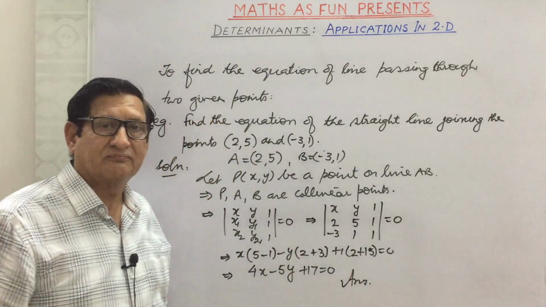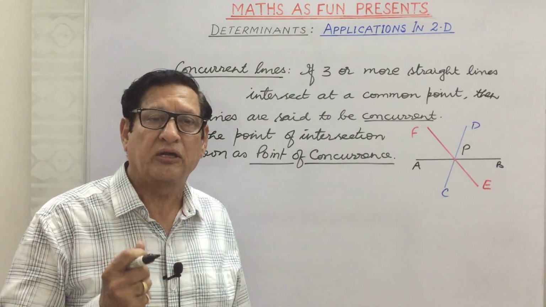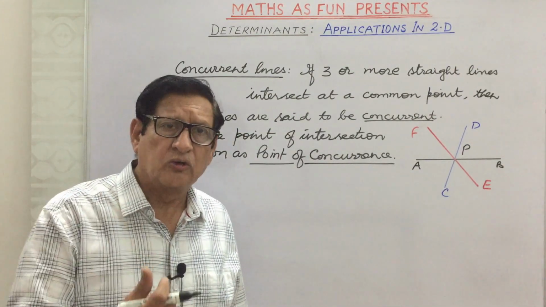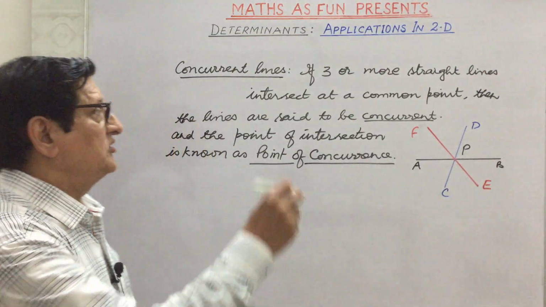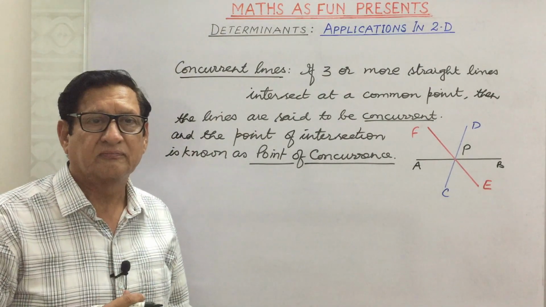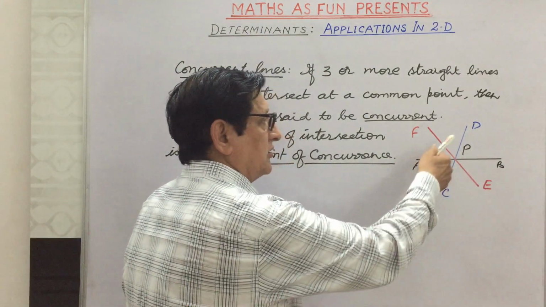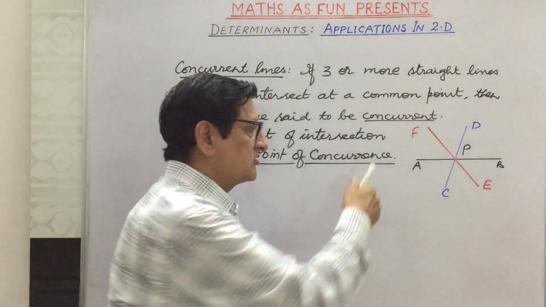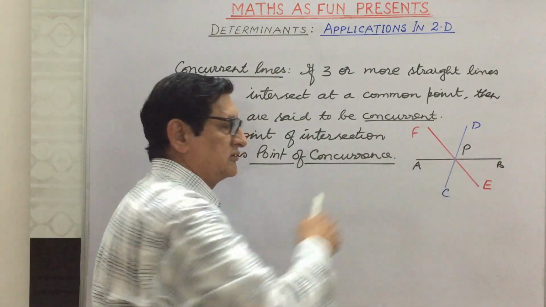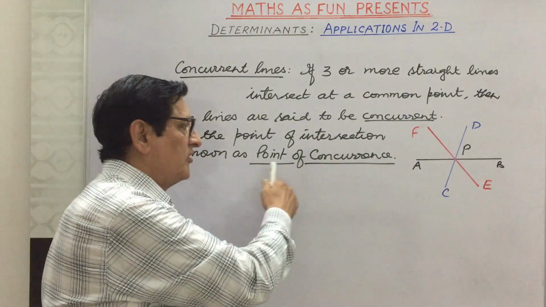This is the answer. We can also apply determinants to find whether 3 given straight lines are concurrent or not. But before going to this, let's learn what are concurrent lines. We already know what are concurrent lines, but let's revise it. Say any 3 or more straight lines which intersect at a common point are known as concurrent lines. Like here we have AB, CD and EF. These 3 straight lines are intersecting at a common point P. So these are concurrent lines. And this point P where they are intersecting each other is known as the point of concurrence.